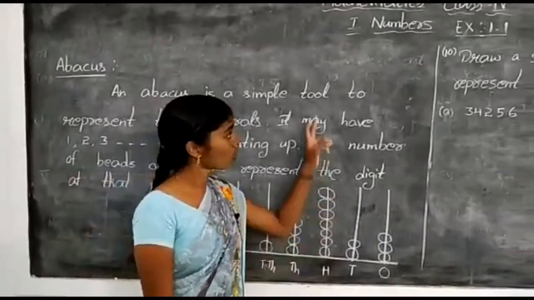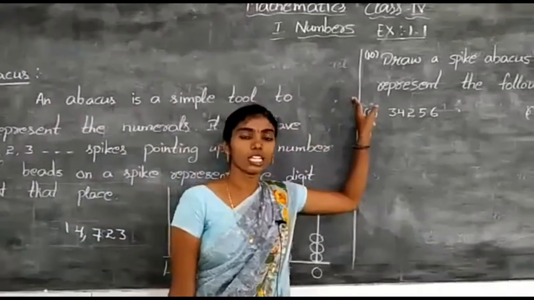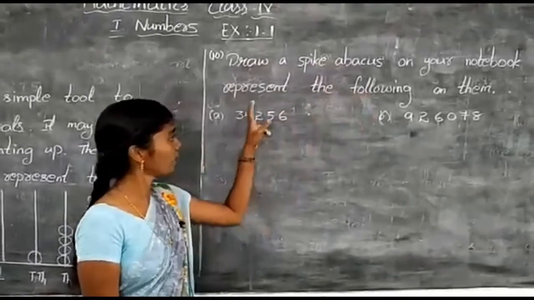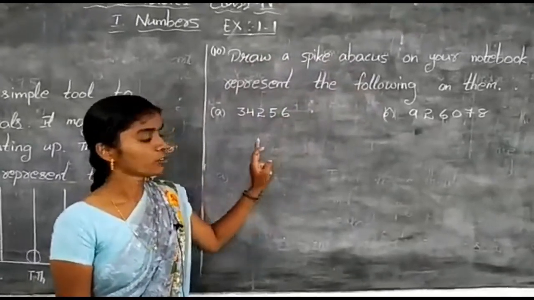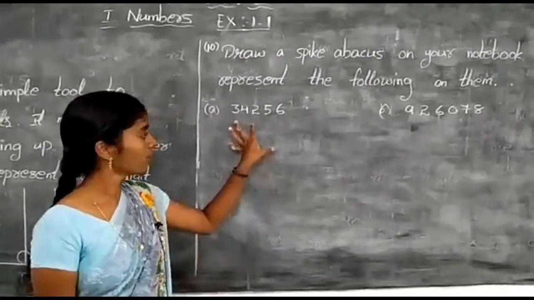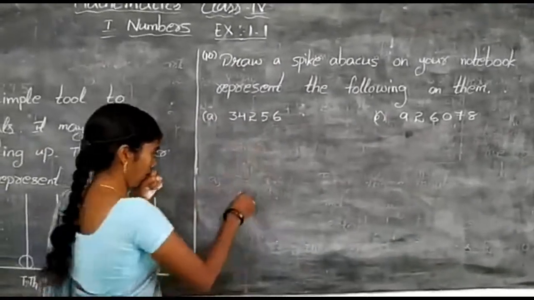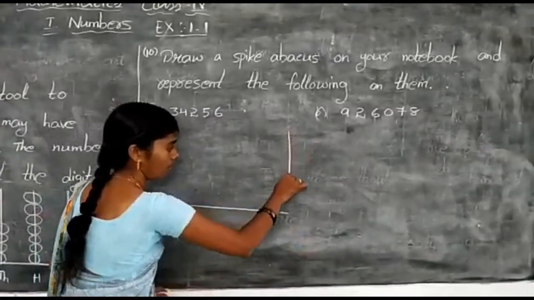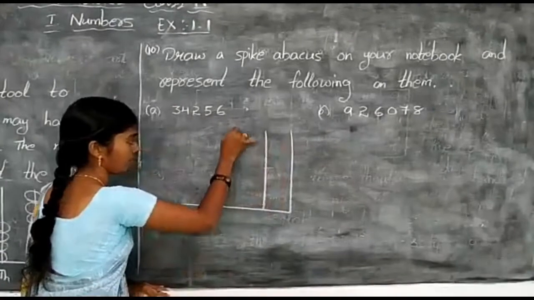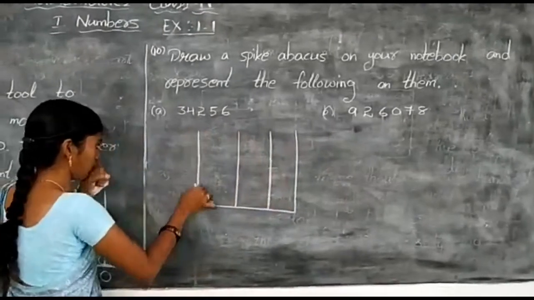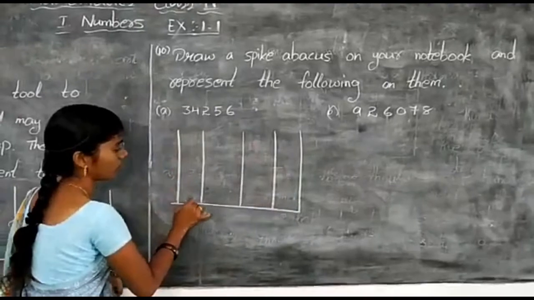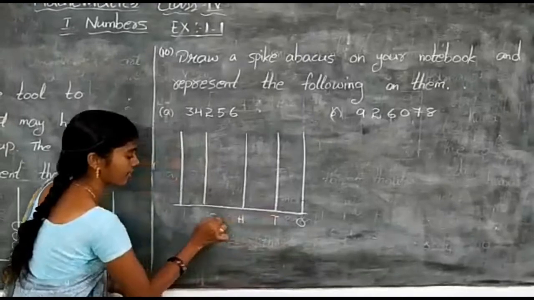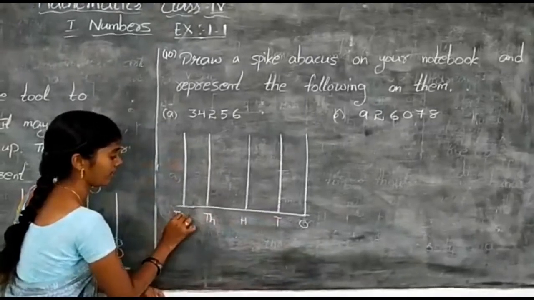Now here, in exercise 1.1 we have the 10th section. What is the 10th section? Draw a spike abacus in your notebook and represent the following on them. We have to draw the abacus tool, then represent these numbers. First you have to draw the abacus tool. Spikes: ones, tens, hundreds, thousands, 10,000. First one is ones, next tens, hundreds, thousands and 10,000.